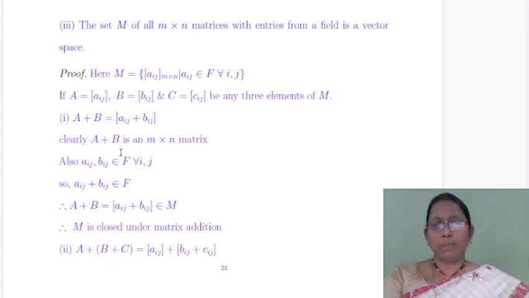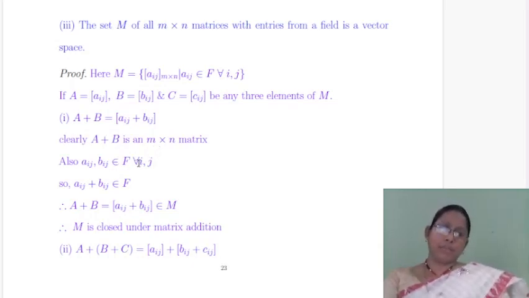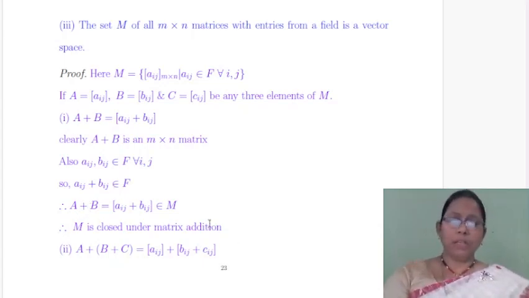Clearly, A plus B is an m by n matrix, as I have already said to you. Also, Aij, Bij belong to F for all i, j. So F is closed under addition, so their sum Aij plus Bij belongs to F. Therefore, A plus B equal to (Aij plus Bij) belongs to M. That is, A plus B is an m by n matrix of this collection M. Therefore, M is closed under addition.